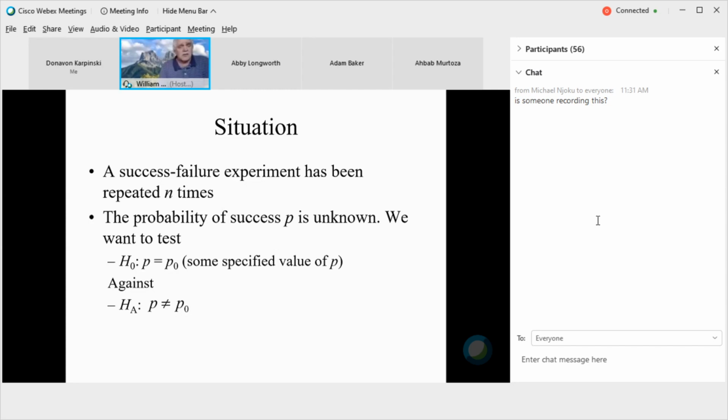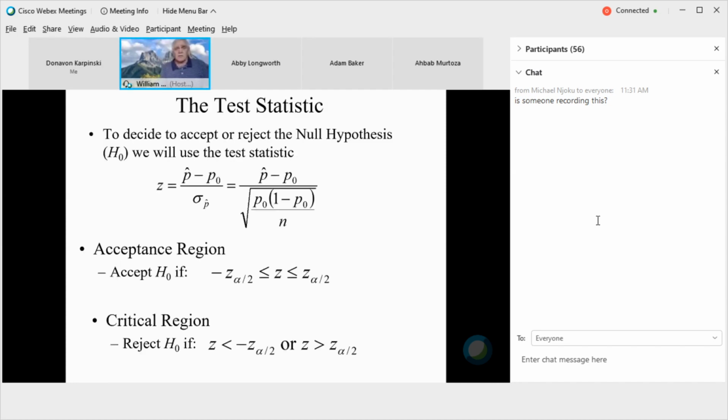The alternative is that P is not equal to P0. This is a two-sided alternative. It could be true if P was less than P0 or if P is greater than P0. The test statistic is the sample proportion P hat minus P0, the one you're testing, over the standard deviation of P hat when P0 is the correct proportion. That's the square root of P0 times 1 minus P0 over n. That will have a standard normal distribution if H0 is true.